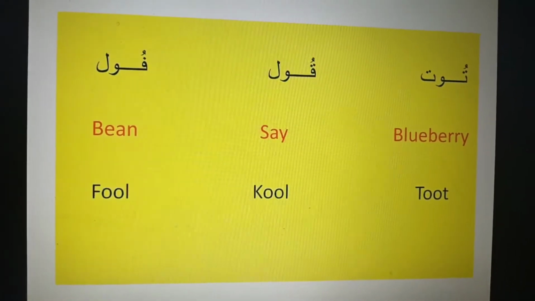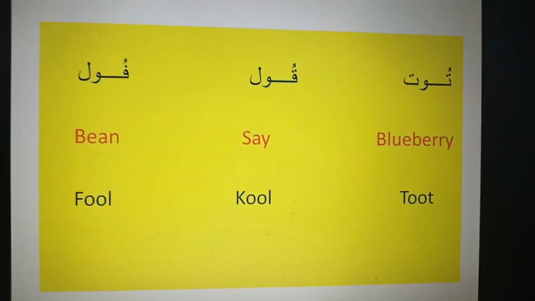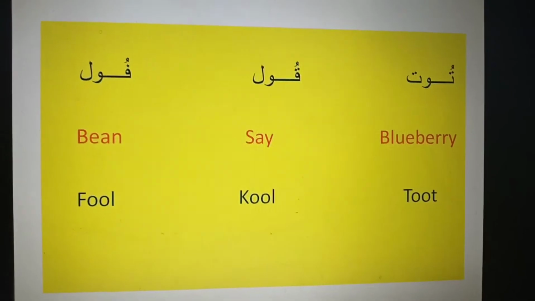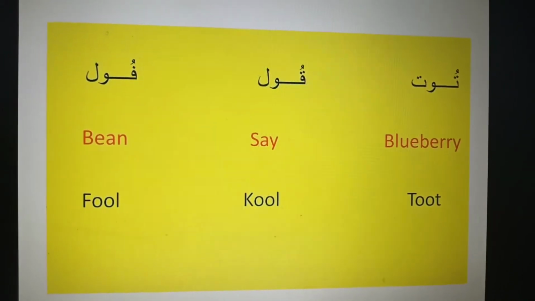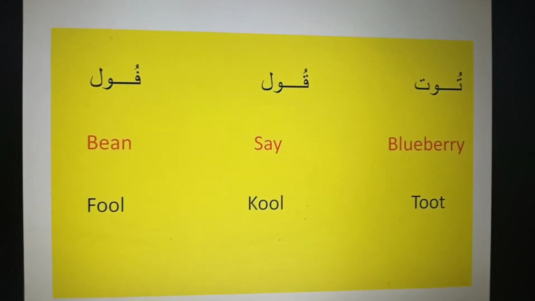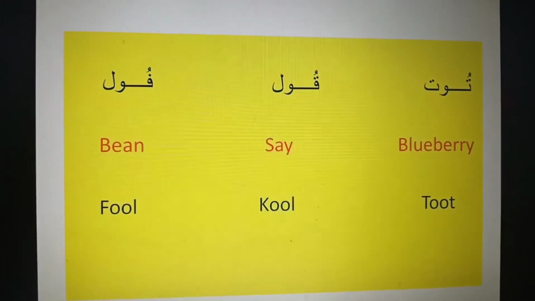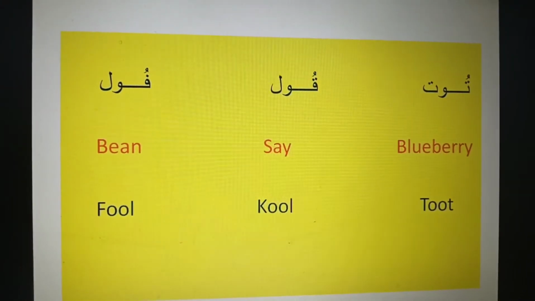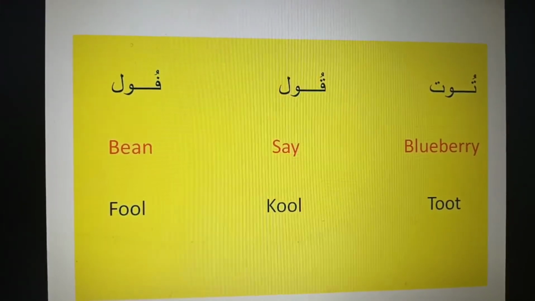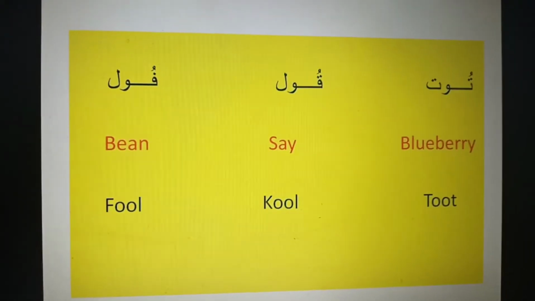So let's take for example toot. Toot, meaning blueberry, as you can see, consists of 3 letters. The first one is ta, which stands for T, and it has dhamma on it, so we add O for the short vowel dhamma, and then it has waw after it, so we add another O, toot, and the last letter is ta, which stands for T, of course. So toot.